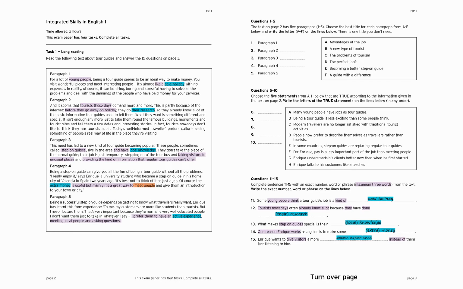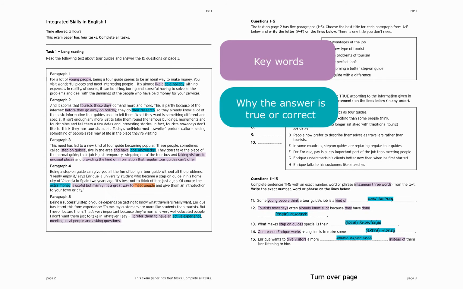Okay, how was that? Now let's think about the answers to questions 6 to 10. Well, what do these colours mean in the text and in the questions? Purple means the key words. You can see them here as well in the text. Blue shows why the answer is true.